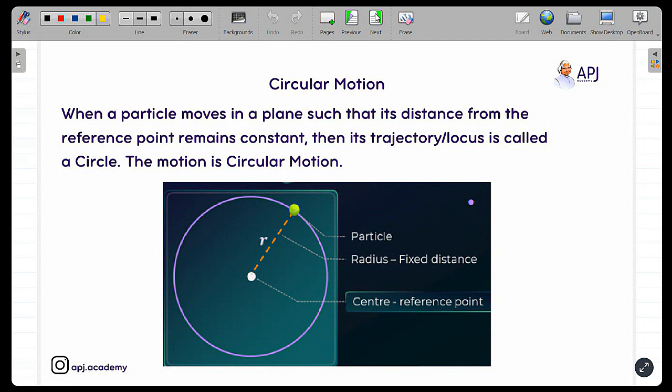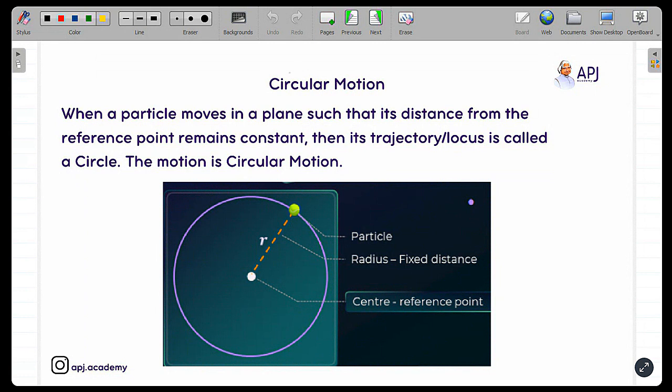It's 7:06. Circular motion. What is circular motion? When a particle moves in a plane such that its distance from the reference point remains constant, then its trajectory or locus is called a circle. The motion is called a circular motion. This definition is in English, it is pretty much understandable by everyone.